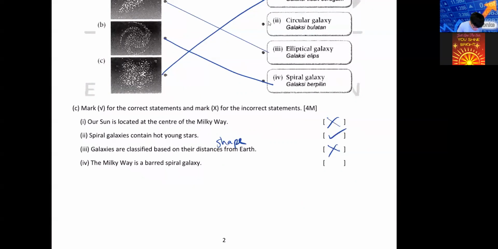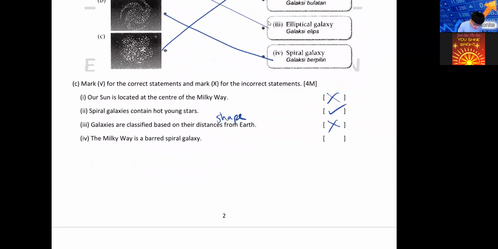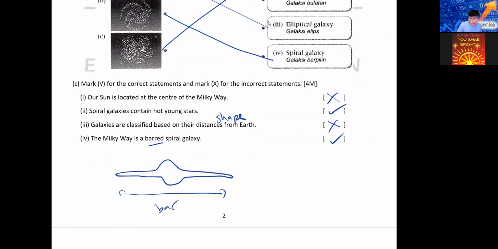Okay, number 4, the Milky Way is a barred spiral galaxy. Yes, it is. Okay, what is bar? That means you look at the side. Our Milky Way actually looks like this. Okay, it looks like a bar, isn't it? Okay, it looks like a bar. But you look at the top, okay, our galaxy actually looks like this. Okay, so spiral. So we are a spiral barred galaxy.